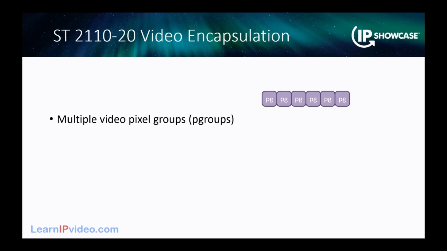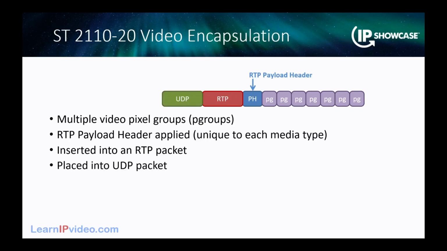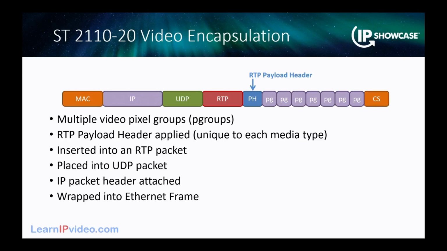So 2110-20. Basically, we take video, we take groups of pixels, we call them P groups. We put a header on there. We put that inside of an RTP packet, which goes inside UDP, over IP, and then over Ethernet. So if you were capturing these packets on Wireshark, you would see all these different layers: Ethernet, IP, UDP, RTP. Then you could find a payload header and the pixel groups inside that for your video. And of course, the checksum at the end is for your Ethernet.